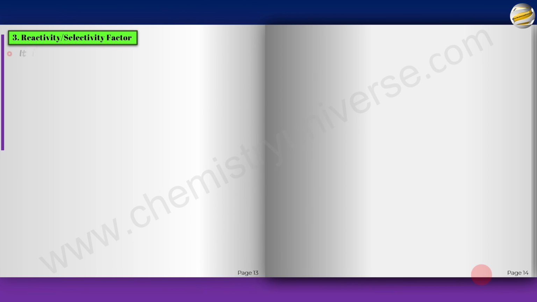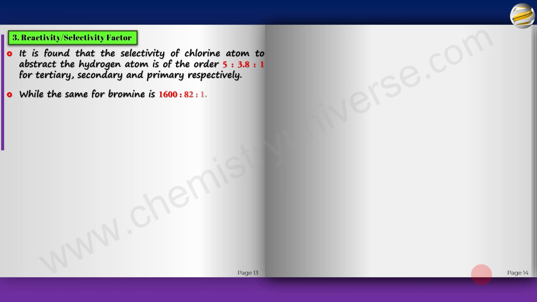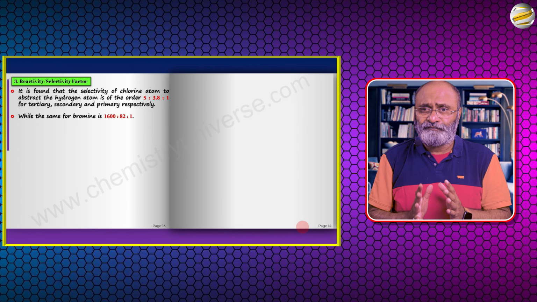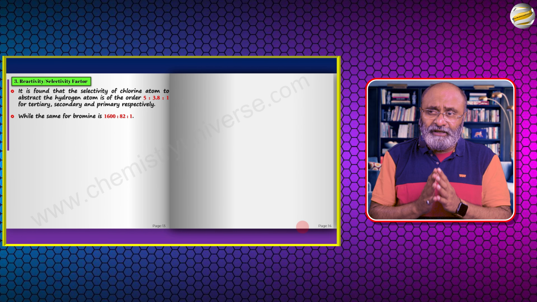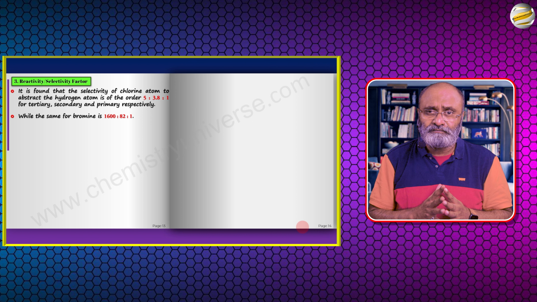Now it is found that the selectivity of a chlorine atom to abstract a hydrogen atom is of the order of 5:3.8:1 for tertiary, secondary and primary, while the same for bromine is 1600:82:1. Now look at this. Chlorine has a higher chance of abstracting a tertiary H, 5 times more.